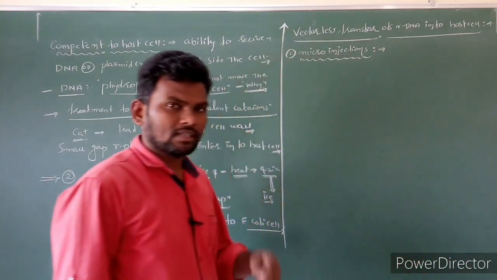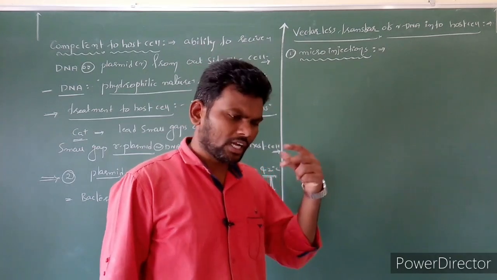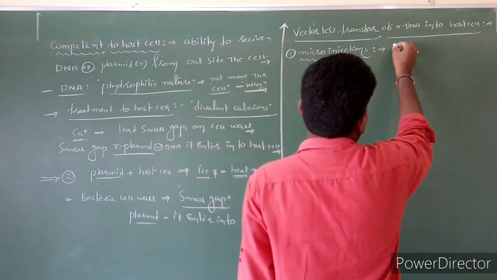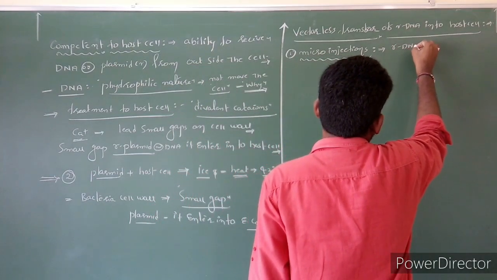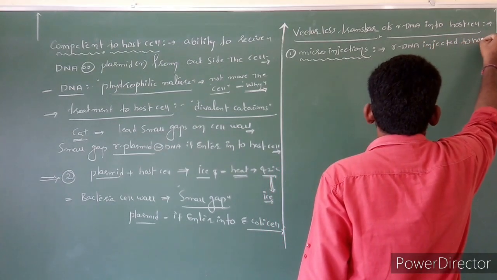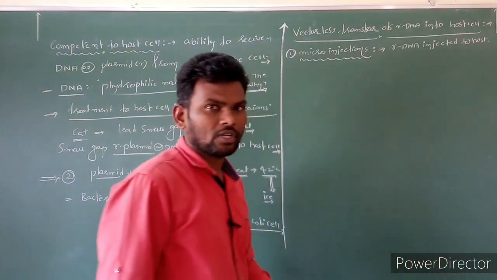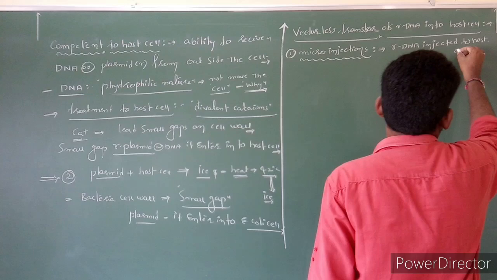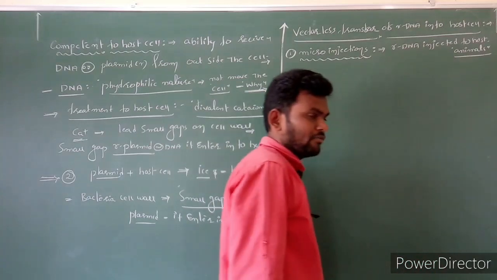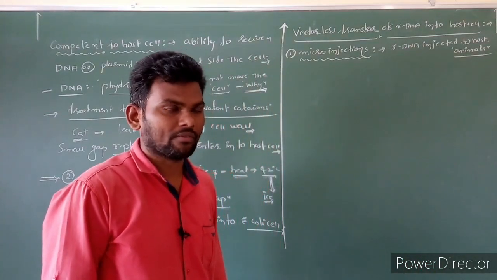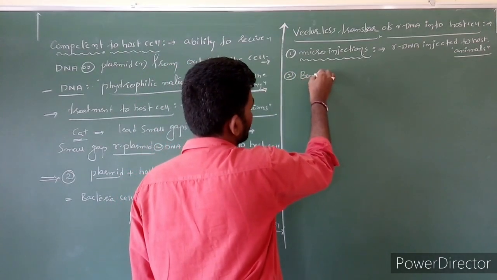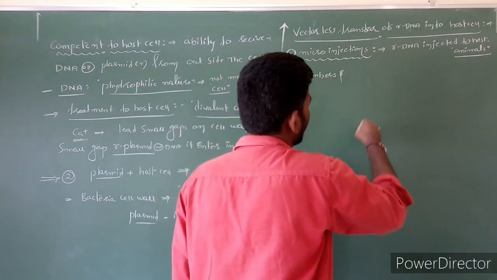So here a recombinant DNA is directly injected into the host cell, near to the nucleus. This method is especially used for animal cells. By using micro injection we can insert the genetic information into an animal cell. That is the first one. And the second technique is bombers, nothing but biolistics.